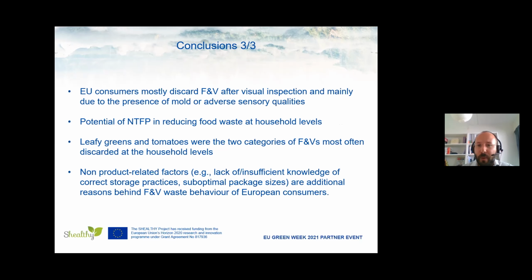With respect to food waste, consumers in the EU mostly discard fruit and vegetables after visual inspection, and this is mostly due to sensory quality decay. So there is a potential for non-thermal processing to help with reducing food waste. As I mentioned, leafy greens and tomatoes were most often mentioned as discarded fruit and vegetables. Besides sensory quality, there were a series of factors that were not really product related, but for instance, one that was interesting perhaps to emphasize was that a lot of consumers, especially young ones, complained about suboptimal package sizes.